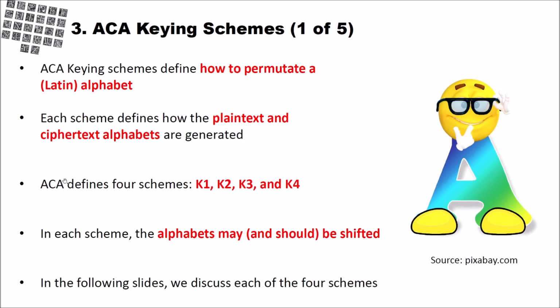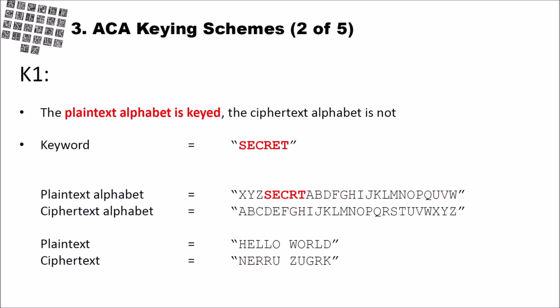And the ACA defines 4 different schemes that they call K1, K2, K3, and K4. And in each scheme, the alphabets may and should also be shifted. So they permutate the alphabet and then the resulting alphabet they shift. And in the following slides, we discuss each of the 4 schemes. Let's start with the first scheme, K1. The plaintext alphabet is keyed and the ciphertext alphabet is not. You will notice that in each scheme there's always a different sentence at this position here, which alphabet is keyed and which alphabet is not.